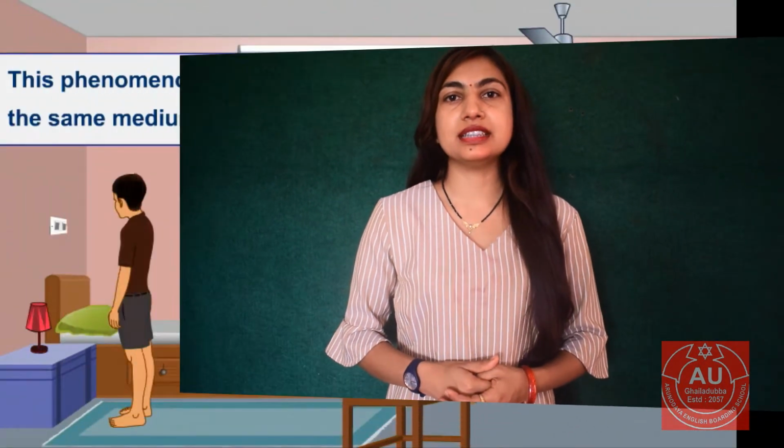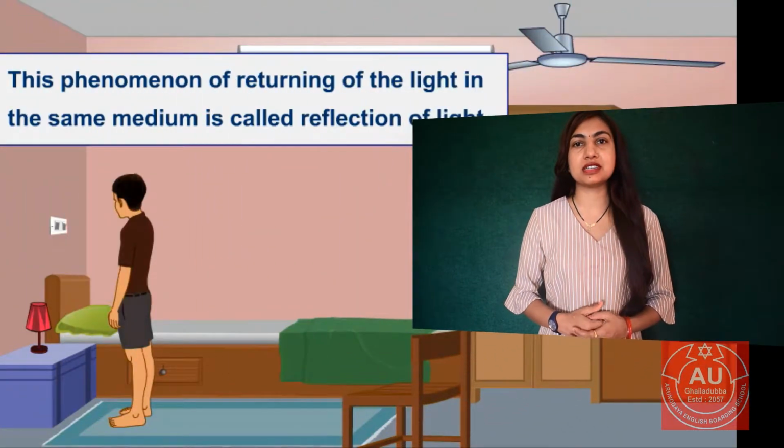We can easily see an object if it is kept in light, but we cannot see an object if the things are kept in dark place. When light falls on the surface of the object, some portion of the light may return to the same medium and falls in our eyes, which enable us to see them. This phenomenon of returning of the light in the same medium is called reflection of light.